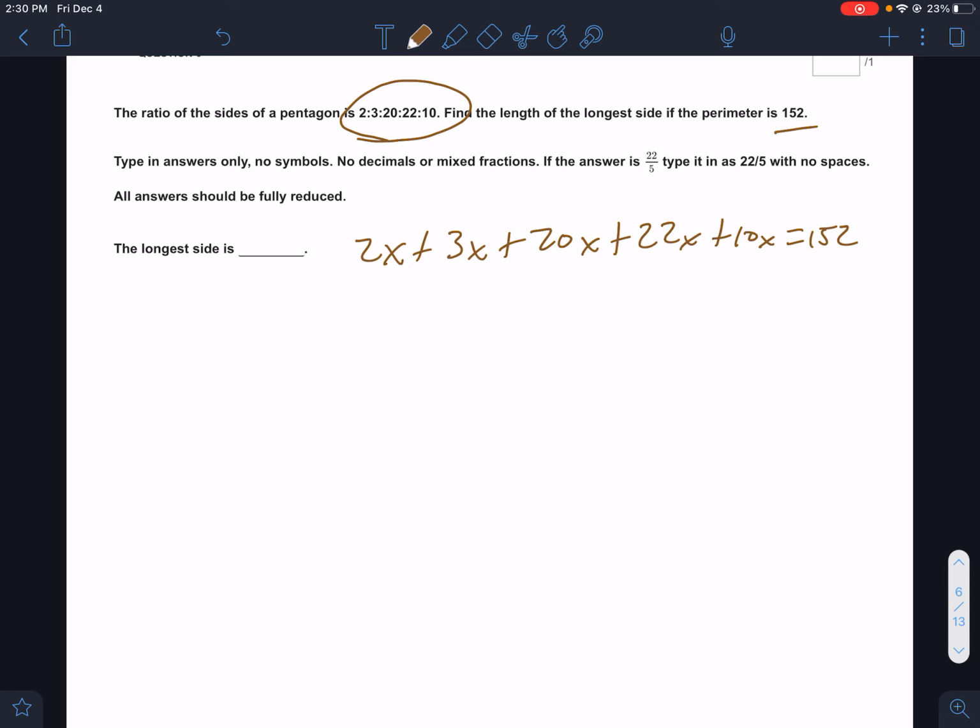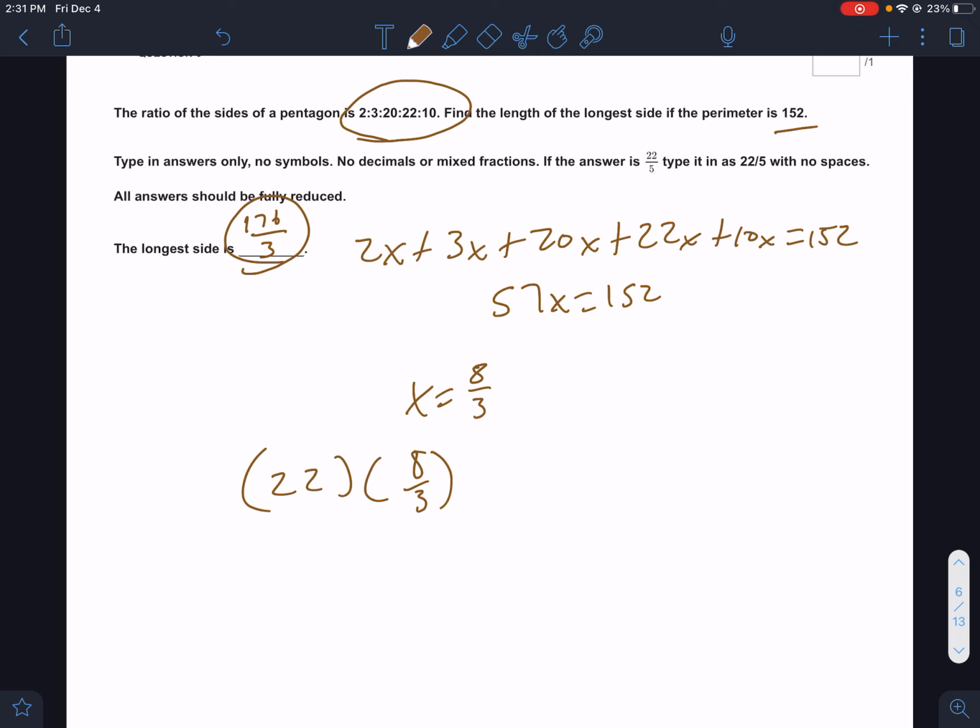5 plus 42 plus 10. That's going to be 57x equals 152. And I get x equals 8/3. So the longest side is the 22. So it's going to be 22 times 8/3. And that's going to get me an answer of 176 over 3.